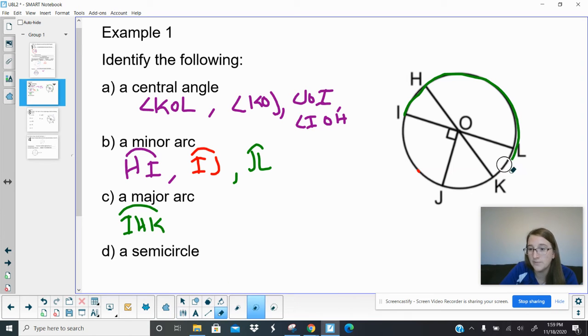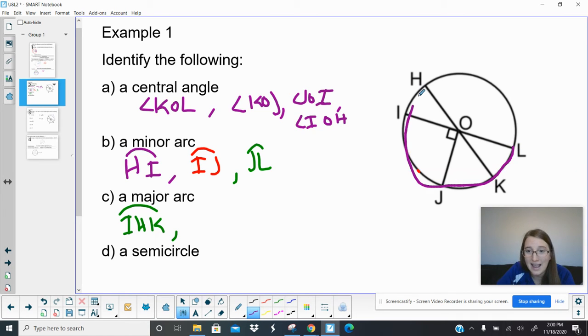I'm going to erase this. You're going to try it again as well. Pick any 3 letters in order that when you connect them, make up more than half the circle. Okay, here's an option. I could do L, K, H. Now, I could call this arc a bunch of different things, actually. I could call this arc LJH or LIH. We only use 3 letters. As long as I have the endpoints and then 1 letter in the middle, you're fine.